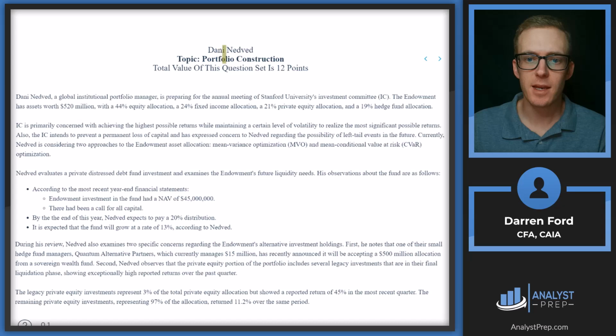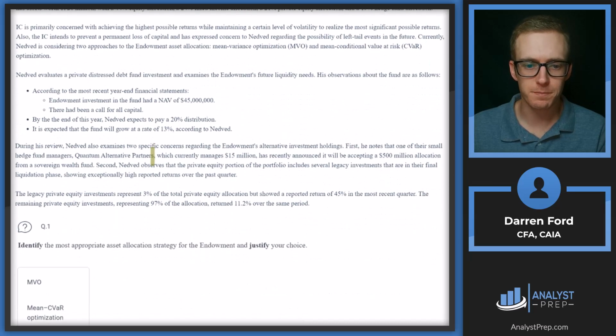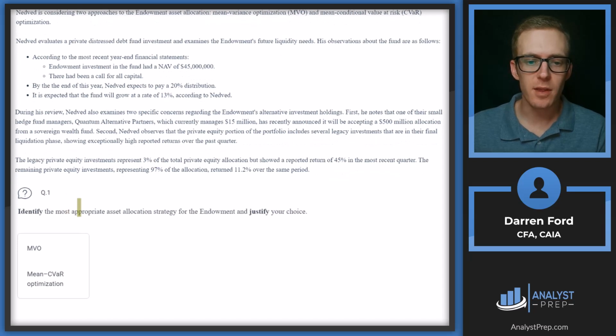We're looking at the Dani Nedved case study on portfolio construction. Let's read that first question. Identify the most appropriate asset allocation strategy for the endowment and justify your choice.